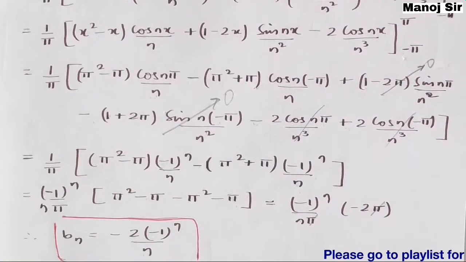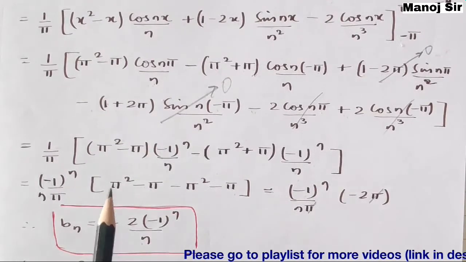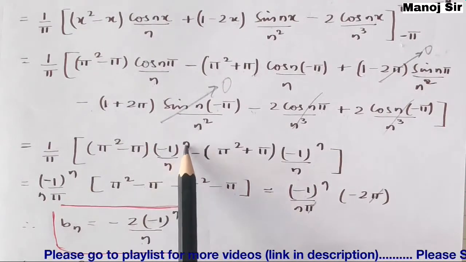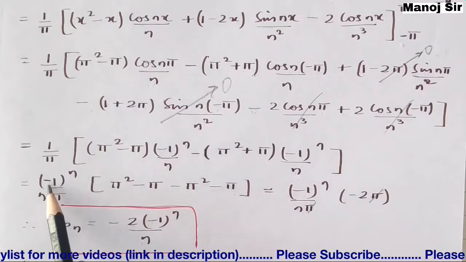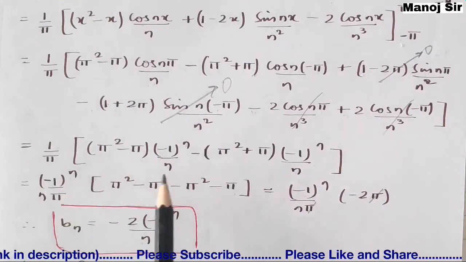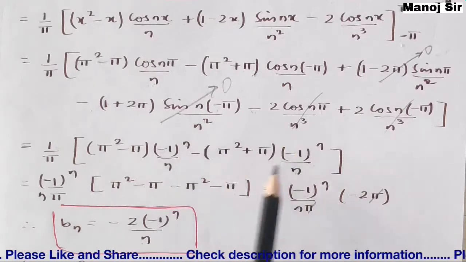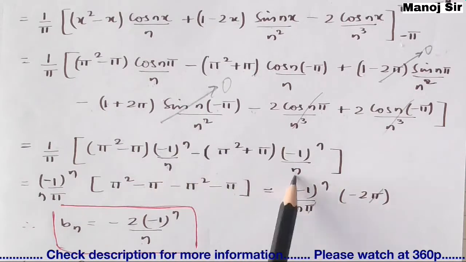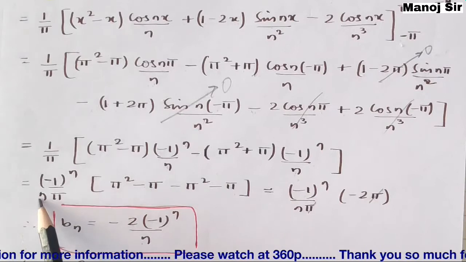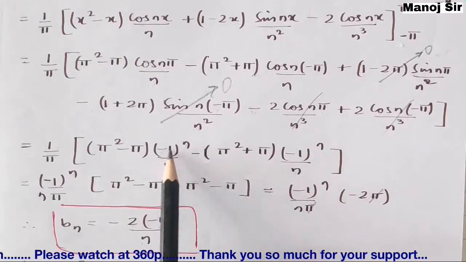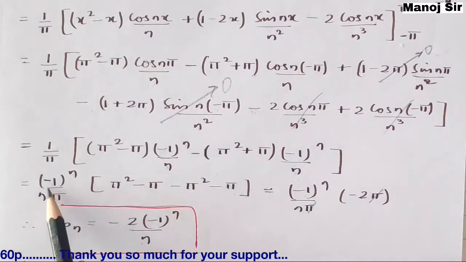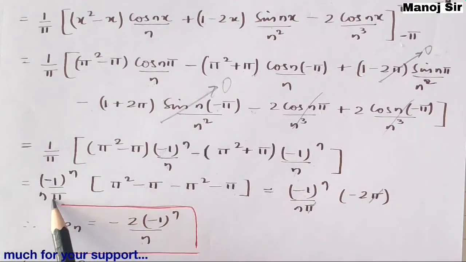Now you can see minus 1 power n is common, so we can take minus 1 power n out. In this term we have two terms basically, this is the first term and this is the second term. In both terms we have 1 upon n, so taking 1 upon n out, we have minus 1 power n upon n pi.